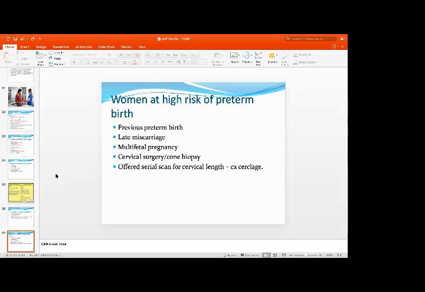So we will do serial scans after 14 weeks to see the length of the cervix. If the cervical length is decreasing, there is shortening of the cervix, then we will apply cervical cerclage. We will apply a stitch around the cervix to prevent the preterm birth.